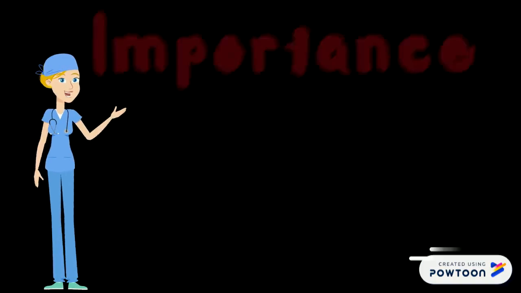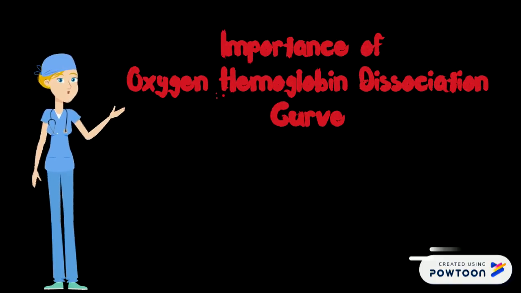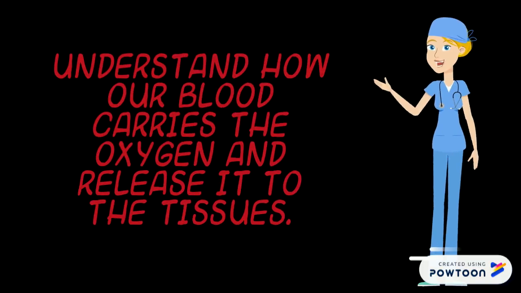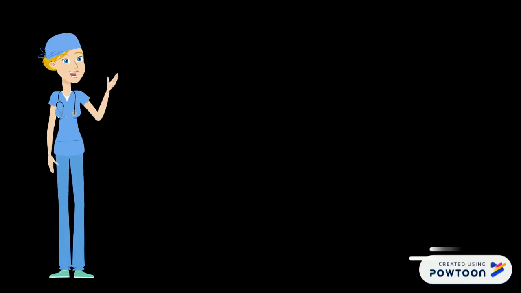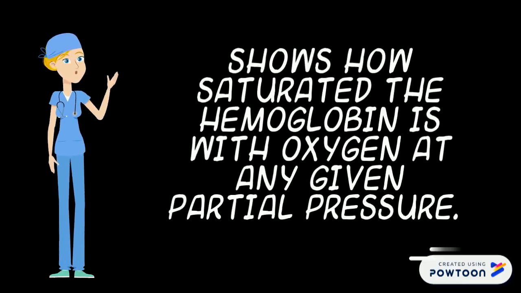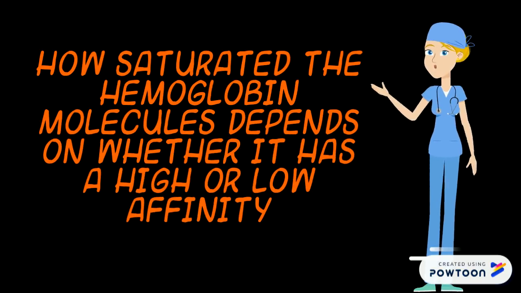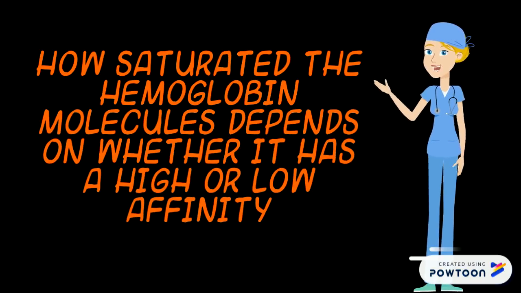What is the importance of understanding the oxygen hemoglobin dissociation curve? First, it is to understand how our blood carries the oxygen and releases it to the tissues. Second, it shows how saturated the hemoglobin is with oxygen at any given partial pressure. Last is to know how saturated the hemoglobin molecules are, which depends on whether it has high or low affinity.